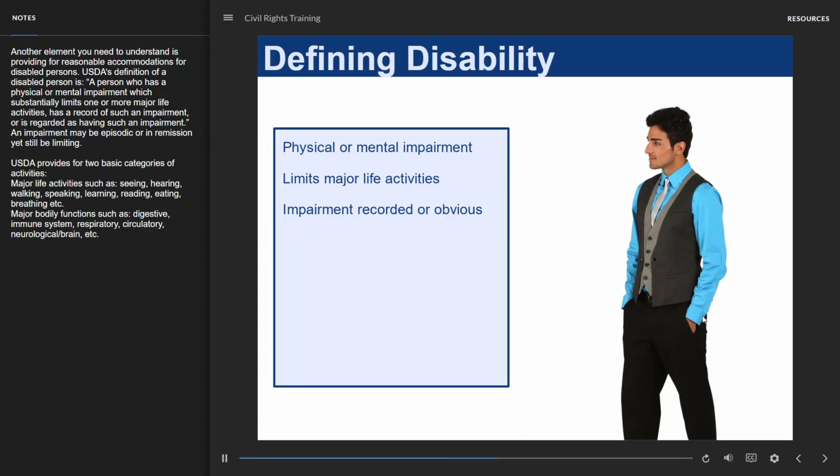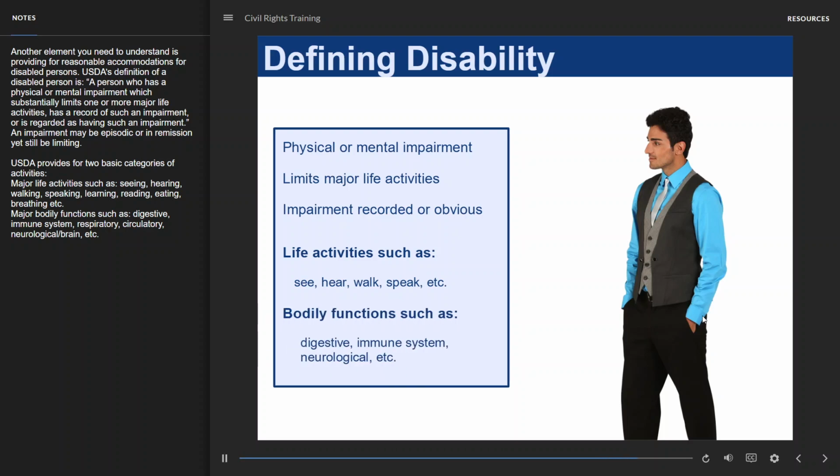USDA provides for two basic categories of activities. Major life activities such as seeing, hearing, walking, speaking, learning, reading, eating, breathing, etc. Major bodily functions such as digestive, immune system, respiratory, circulatory, neurological, brain, etc.